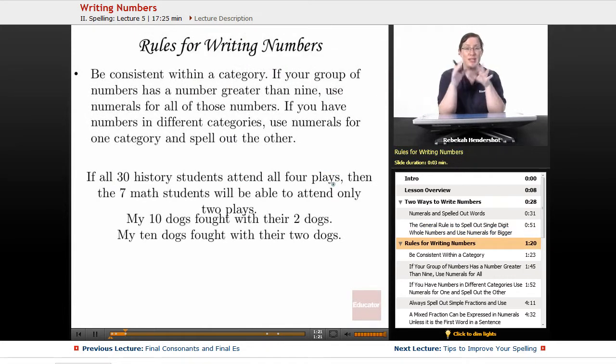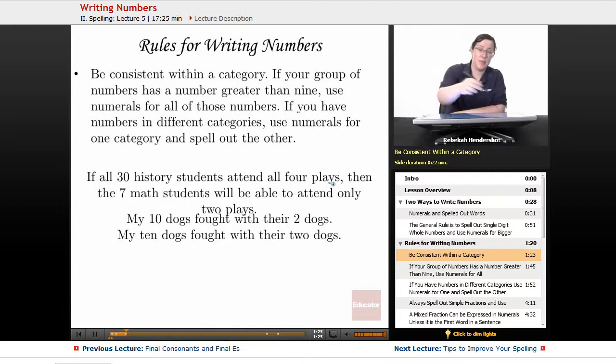Alright, now that we've got the general rule out of the way, here's some of the specifics. First and foremost, be consistent. The whole thing about all these rules for writing numbers is you don't want to pull your reader out of whatever you're writing. You want them to keep on reading along and barely even notice whether you're using words or numerals or whatever. You want them to focus on what you're saying, not how you're saying it. And the best way to get them to keep that focus on what you're saying is to be consistent.